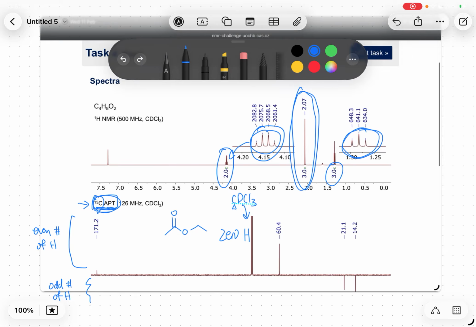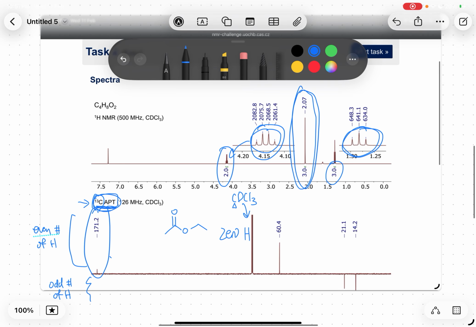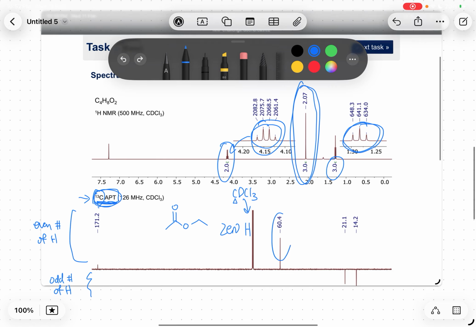So let's see if this is consistent with our deduction. So this peak, we know it corresponds to this carbon, so it is attached to 0 protons, so it is on the same side as CDCl3. So that verifies this further. And then we have this. So this is this carbon, so it's attached to 2 hydrogens, and that is also an even number. And that's why it also points up.